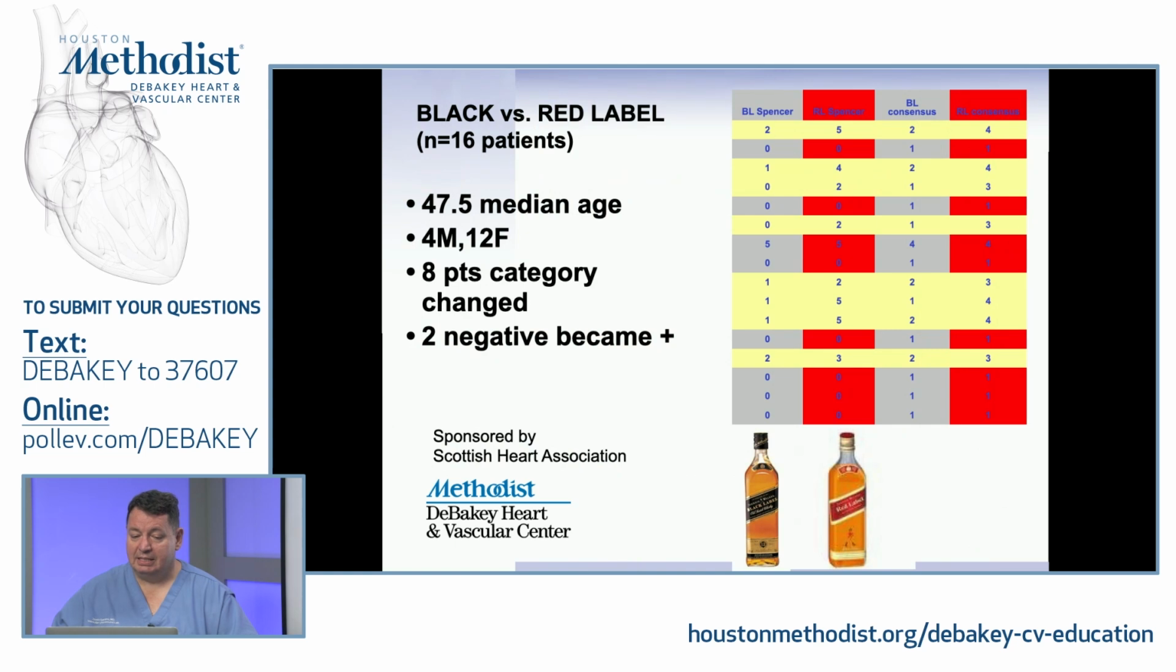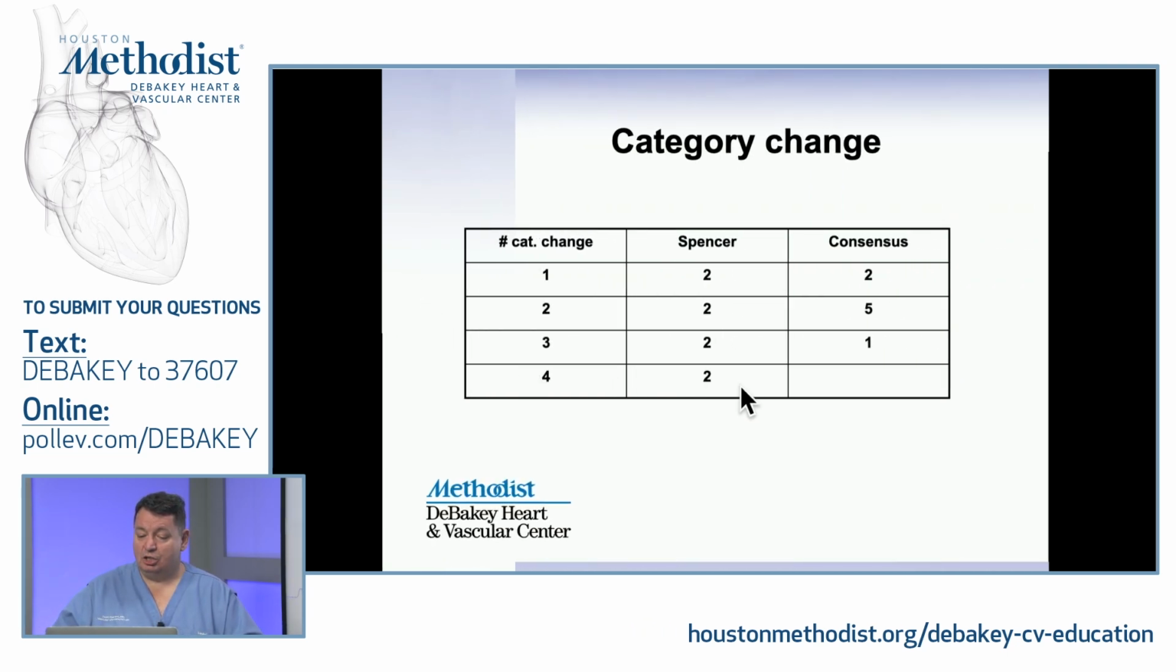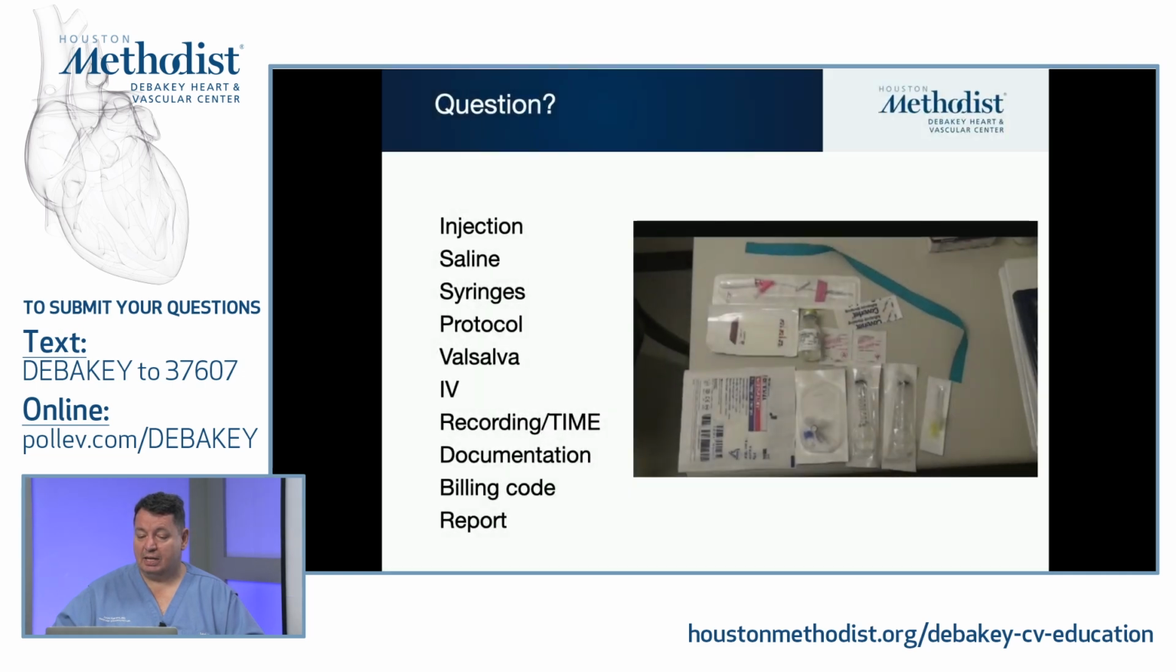So again, we did this testing just on 16 patients, and half of them had 2 or more category changes. So when you're talking about negative becoming positive, that is scary. But also when you're jumping categories more than 2 or 3, that's very important. So these are the category changes we saw. And again, not just like having 1 or 2 more bubbles, but these are category changes on both scales.